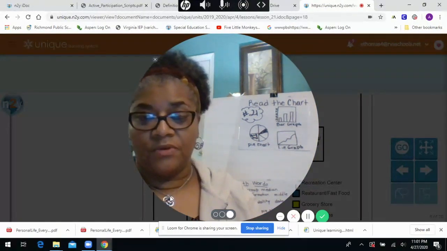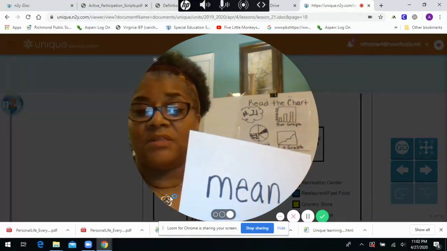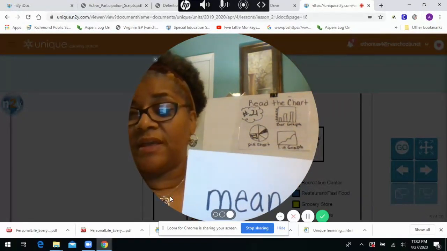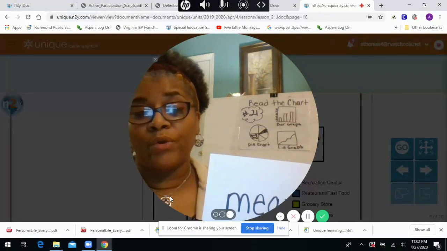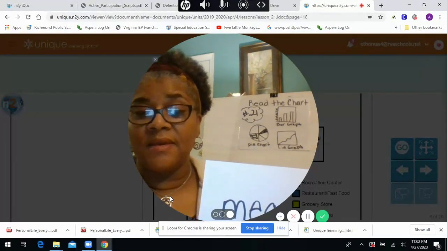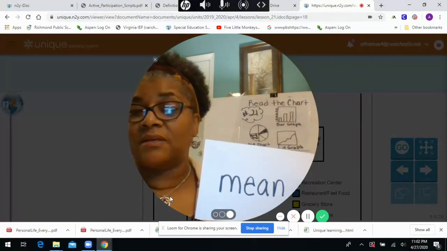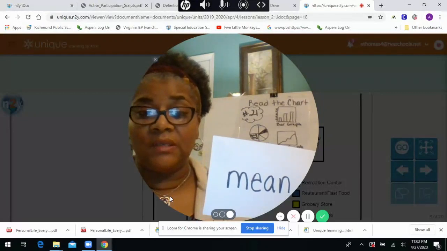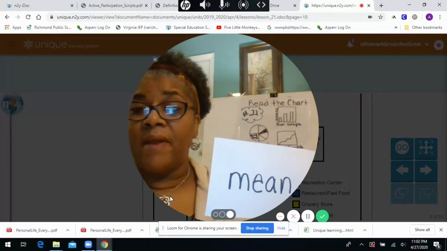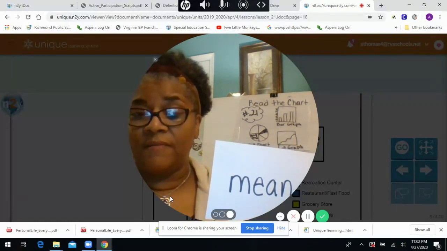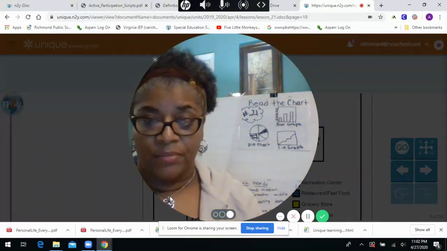The next word is mean. It means an average. In this case, some people can be mean as far as their attitude, not very pleasant, or mean as an average. This is what we do when we're talking about data collection, probability, and reading charts. We want the mean, an average of a total of numbers.